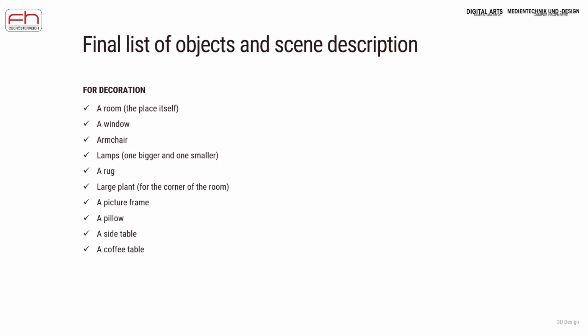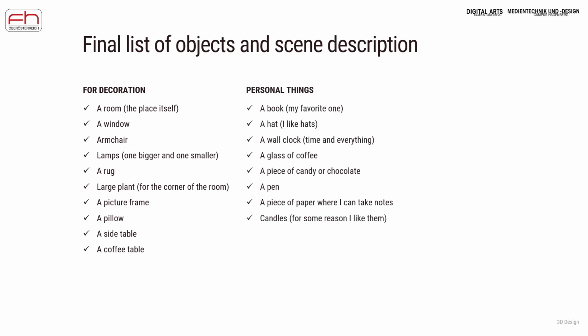Okay, so those are my objects. And when it comes to personal things, I have a book. I would like to show my favorite book. Hat, because I like hats. Clock on the wall, because time is something very important to me, although I hate that. A glass of coffee, because I drink coffee like crazy. A piece of candy or chocolate, because my life has to have some sweetness, I would say. And a pen and a piece of paper, because I like to take notes from time to time. And candles, because I like candles for some reason.